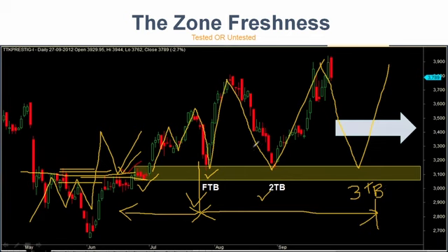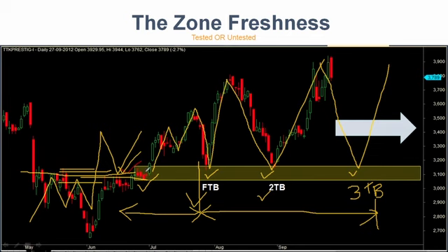So the point is, until the first time it comes and kisses, it is a fresh zone. Once it touches, it is a tested zone. And preferably, traders always take only first time back and second time back. Very rarely people look at 3TB.